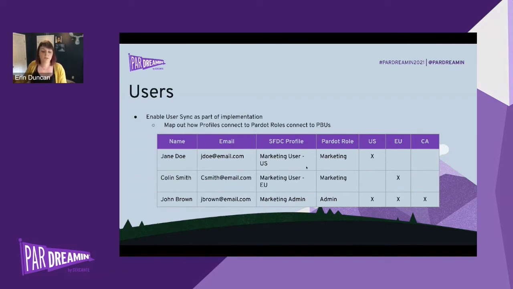Because what you want to do is get to a point where you can automate and say, if this person has the Salesforce profile of marketing user US, we know they're going to get this Pardot role in their Pardot BU, and that's set up with UserSync, and we know they're going to get access to this PBU. So if someone's a marketing admin, we know they'll have admin access in Pardot, and we know they'll have access to all 3 of these PBUs.